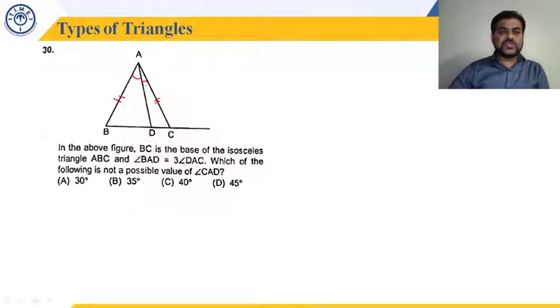Suppose this angle CAD is, let us say, x. So according to the question, this must be 3x, because the relationship is given here: angle BAD is thrice of angle DAC. So if DAC is x, then BAD must be 3x. And the question is asking about CAD. Now if you look in the figure, CAD is nothing but x only. Angle CAD is the same as DAC.